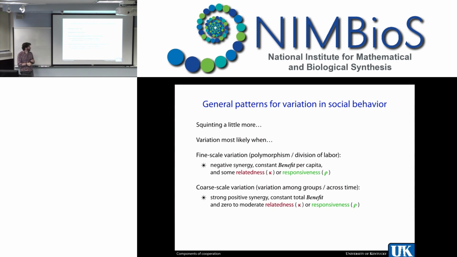For that coarse scale variation, you need some kind of strong positive synergy, like you might expect in some kind of cooperative hunt. And you don't want too much relatedness or responsiveness. That just makes cooperation, in some sense, too likely to get off the ground. So to have this coarse scale variation, we might expect it more in those cases where populations are less structured or genetic relatedness is not as much of a predicted component of the social structure in that population.